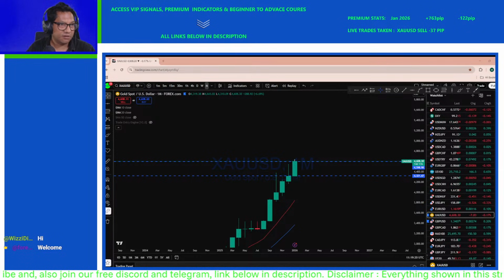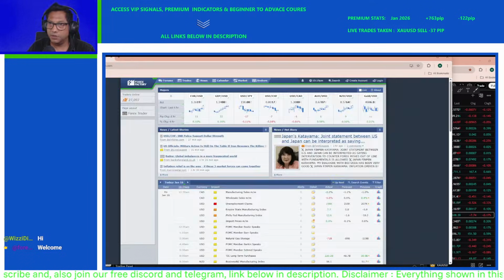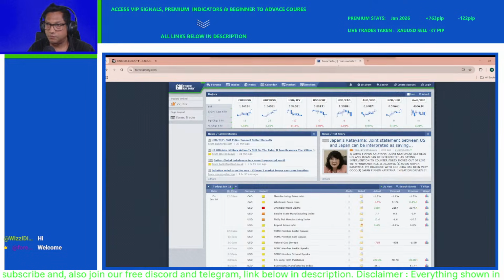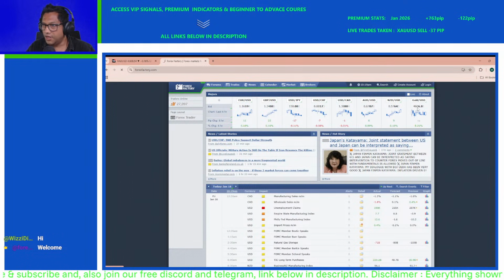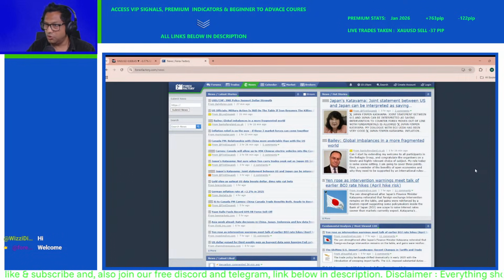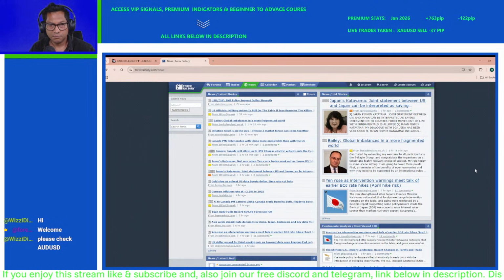With the progressing of this analysis, we'll also be looking at some fundamental aspects of this week's market. News is important, because this is where you will be able to see how the market is reacting. Please check AUD USD. Okay, we will be looking at some currency pairs.